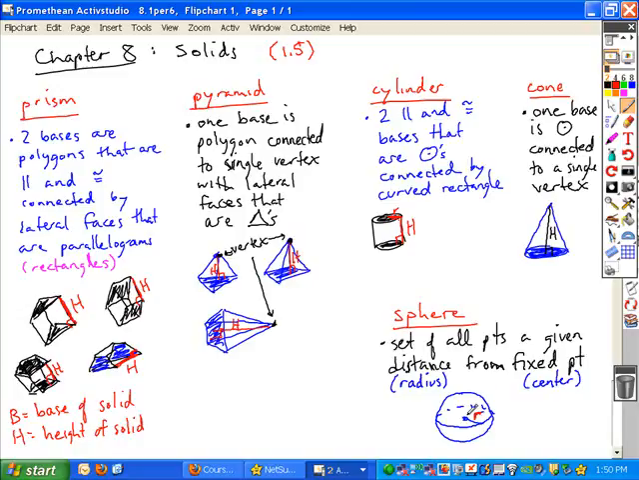Okay, so remember how this differs from the definition of a circle. A circle is the set of all coplanar points a given distance from a fixed point. A sphere is the set of all points, both coplanar and non-coplanar.